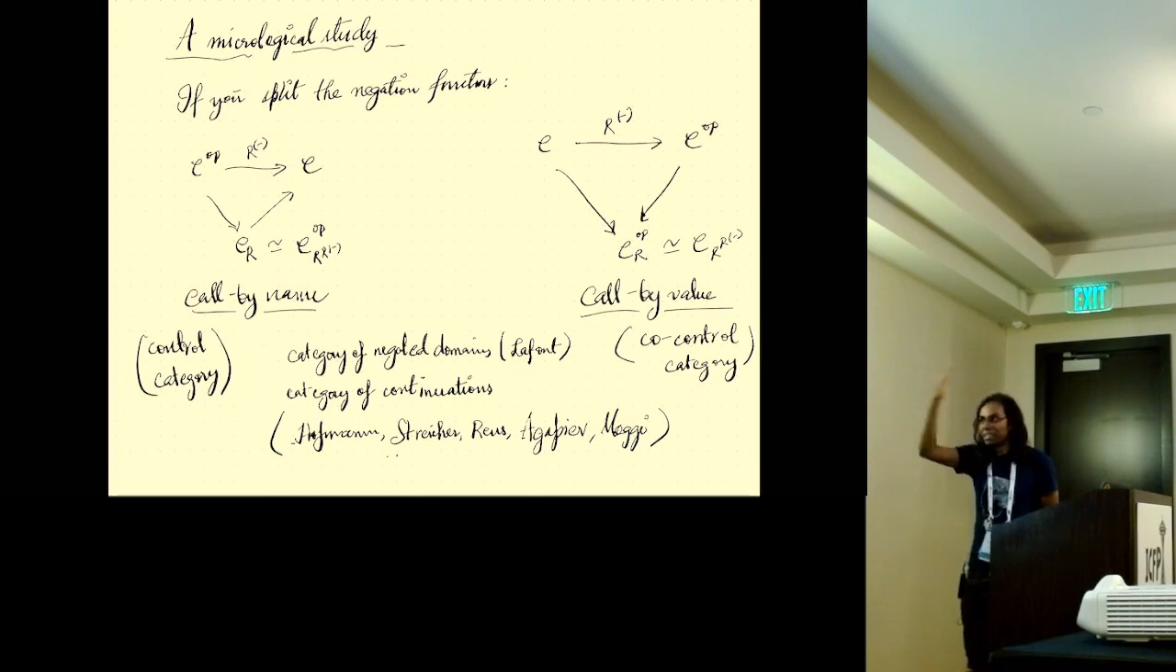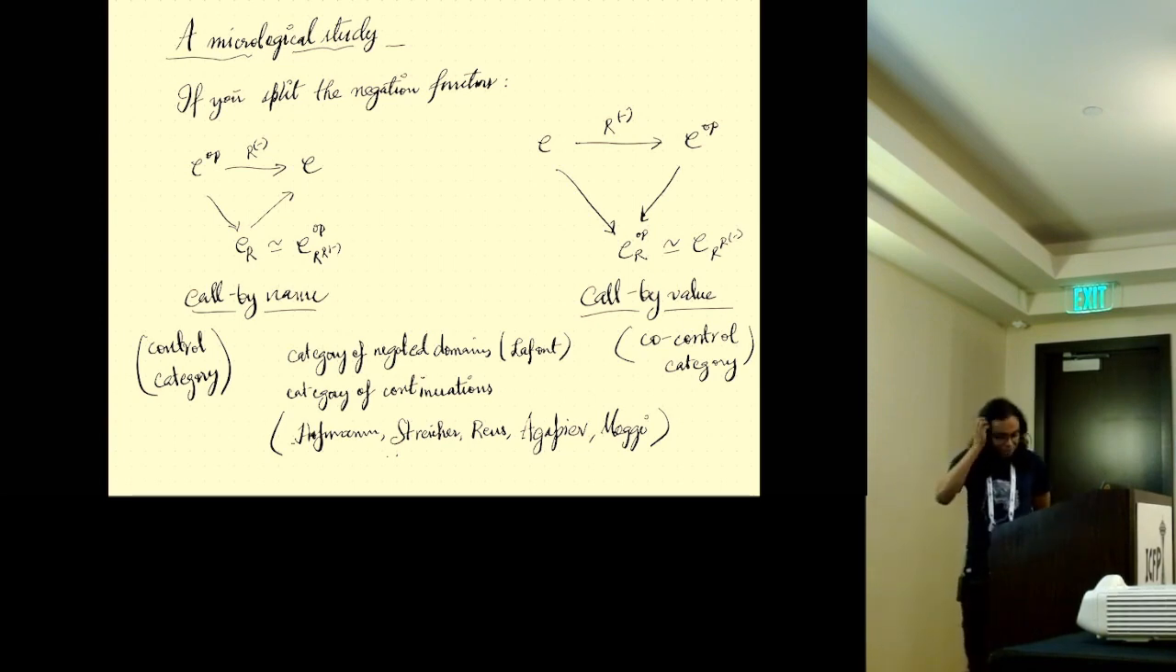And this picture completely explains the duality of call by name and call by value. It's like a two-line explanation of why these dualities exist. I want to mention that these categories of negations were very popular and studied very well in the 90s, starting from Lafont's categories of negated domains to categories of continuations by many authors. It's very unfortunate that many of these papers don't exist anymore, and there's no way to get them. I've emailed people, and yeah.